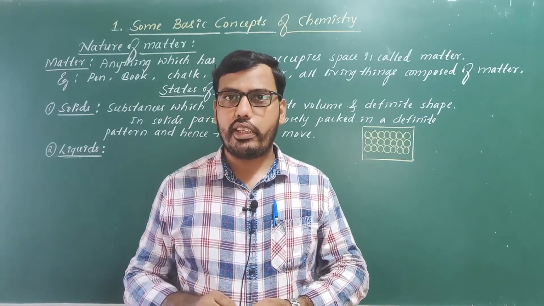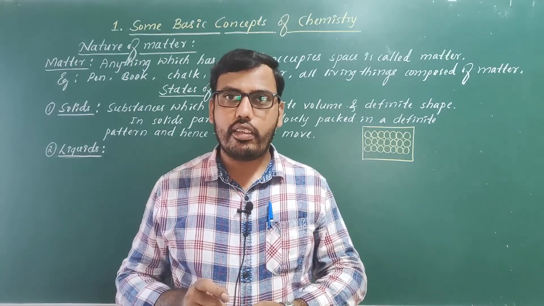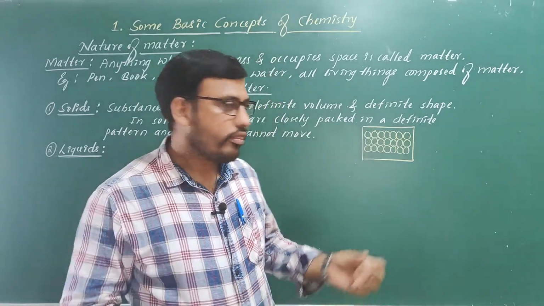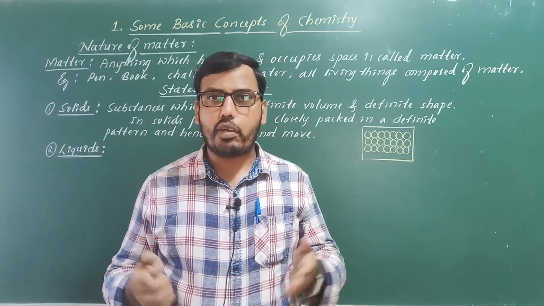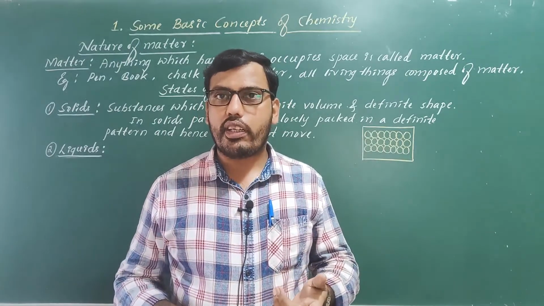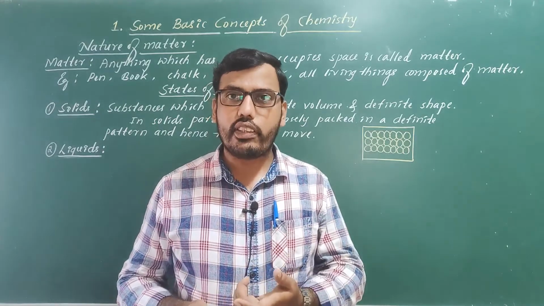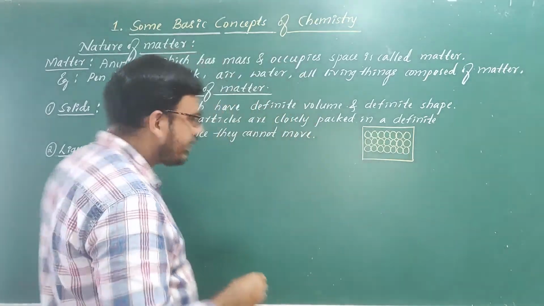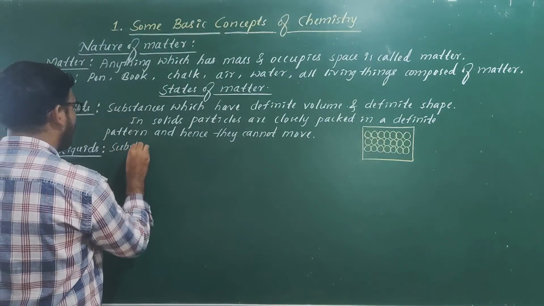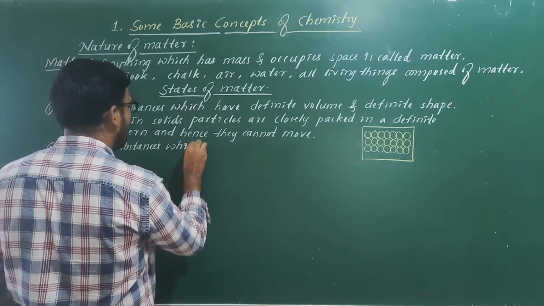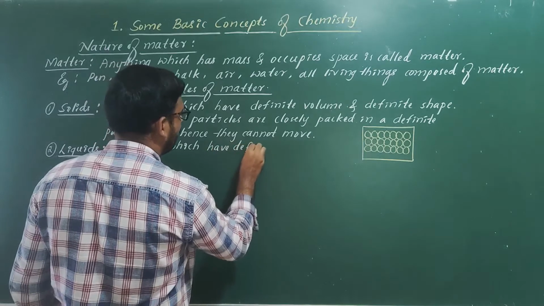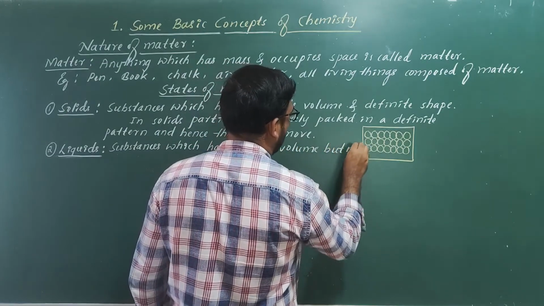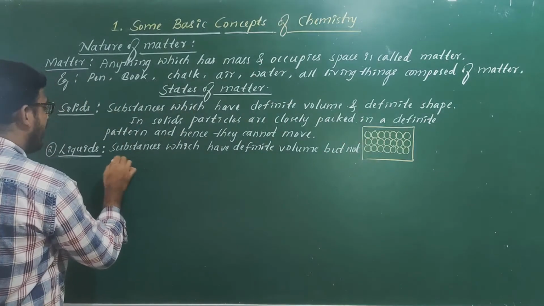Okay. What happens in liquids is that particles are also closely packed, but they can move around. They have the ability to flow. Particles are not as closely packed as in solids, but somewhat loosely packed, hence they can move from one place to another. That is why we call them fluids. So liquids are fluids. They have the ability to flow because of the arrangement of particles. Okay. So liquids are substances which have definite volume but not definite shape.